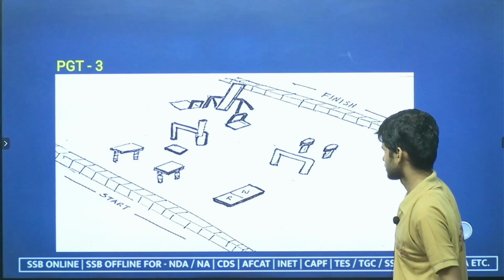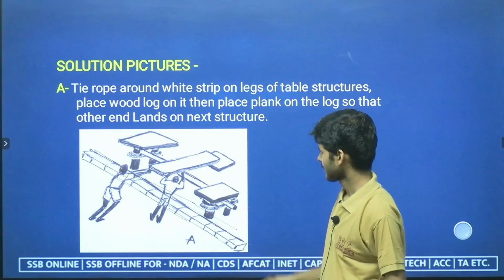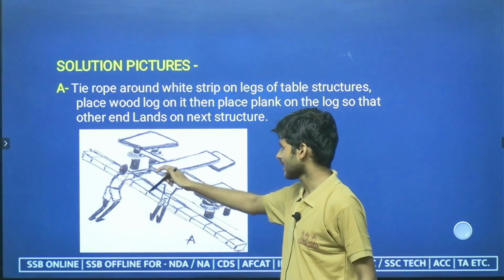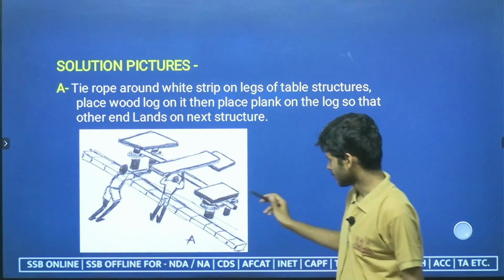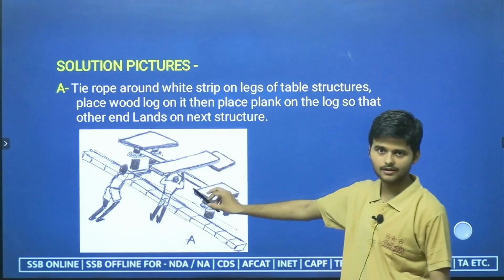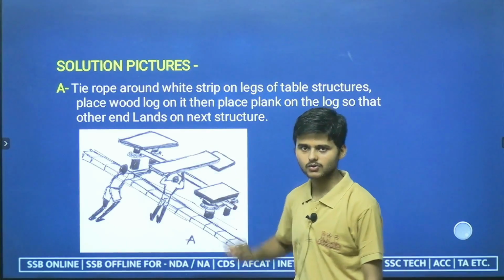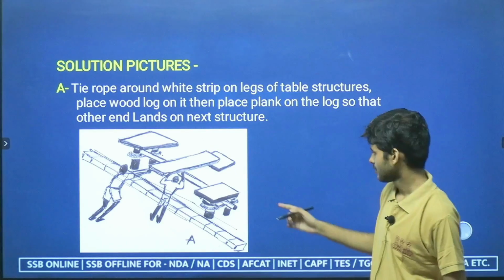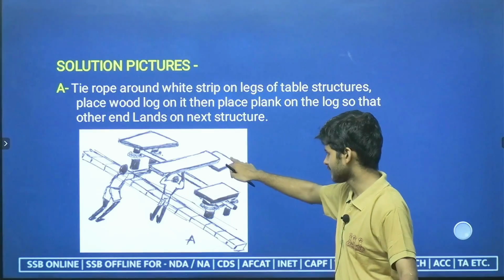So here the solution for the first part is, firstly, they have tied ropes on both the sides, put the wooden plank over them, put in the wooden pole, and then put the wooden plank so as to provide the support. So now the team members would go with this structure and reach here.